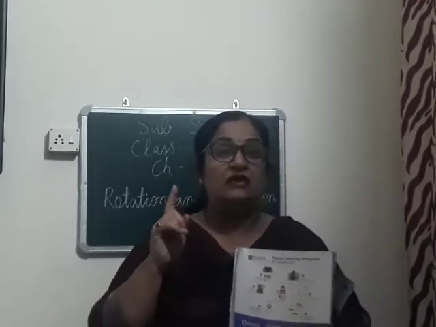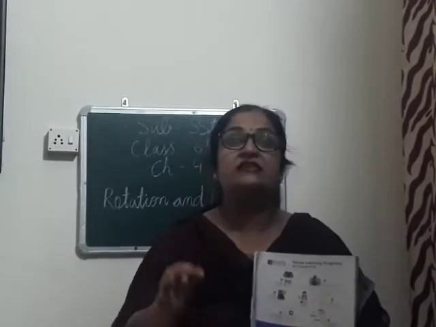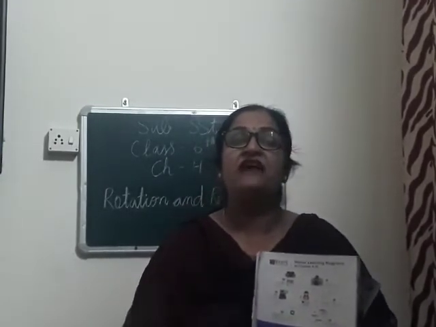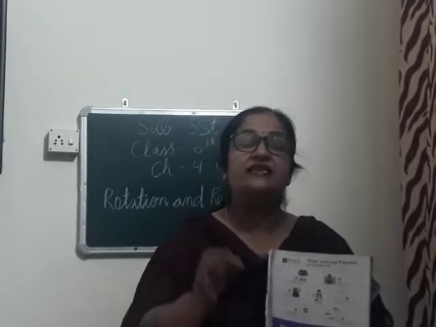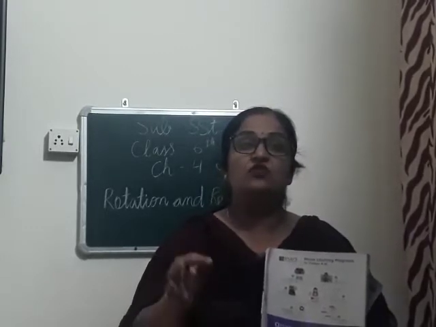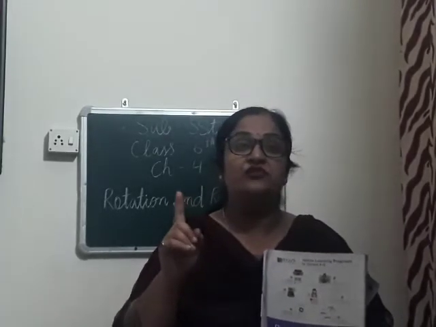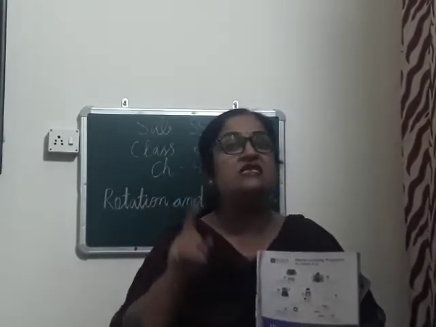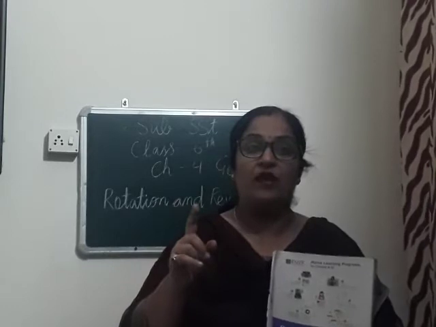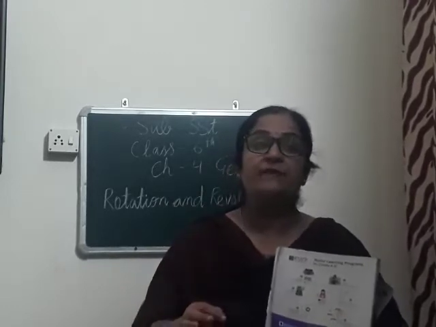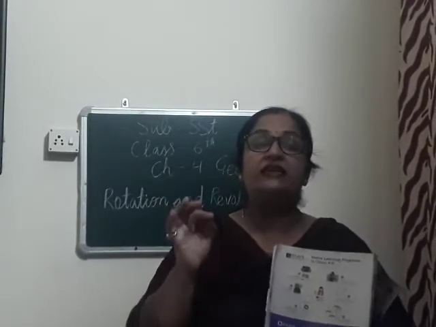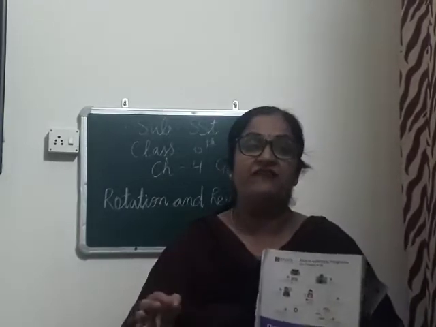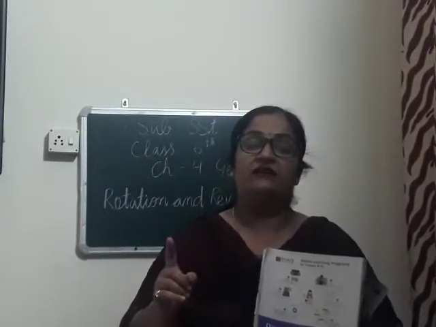Right? The Earth takes 365 days and 6 hours to complete one revolution. This time period is known as 1 year. For the sake of simplicity, we consider 365 days in a year.